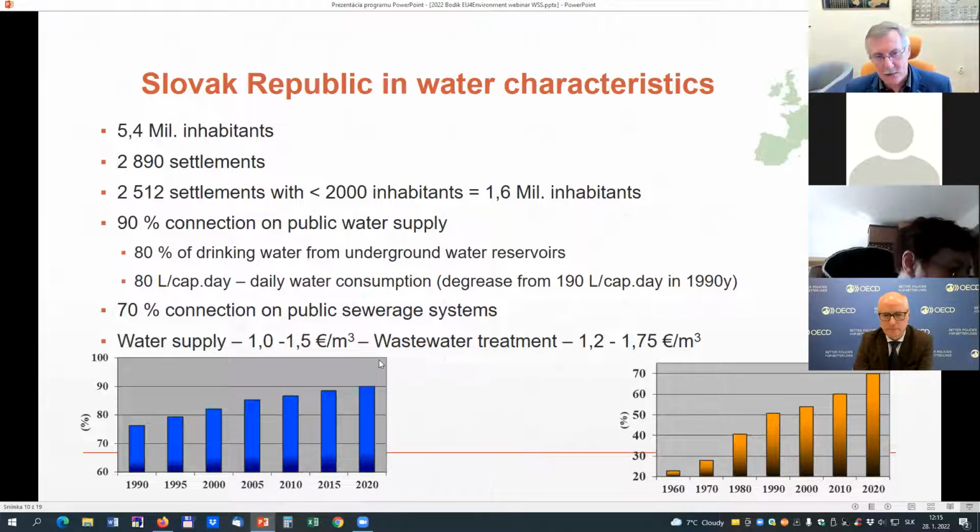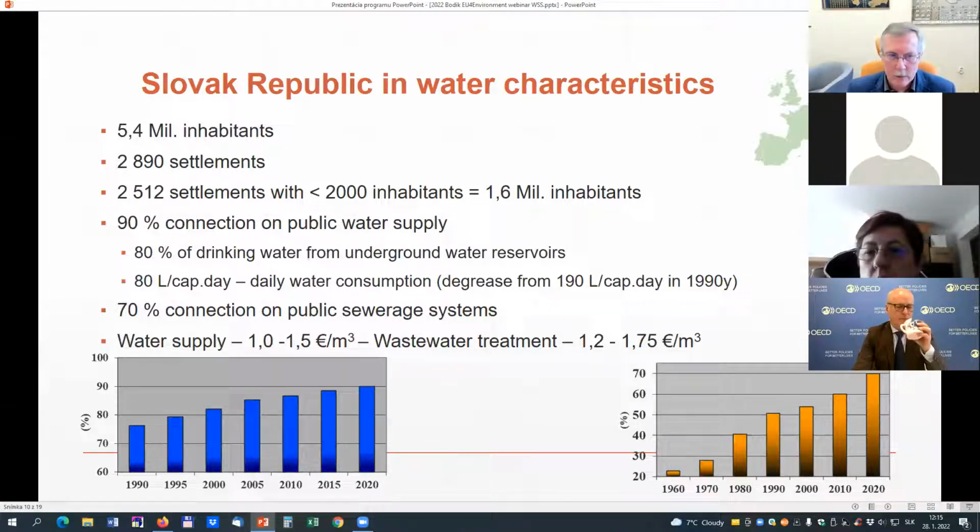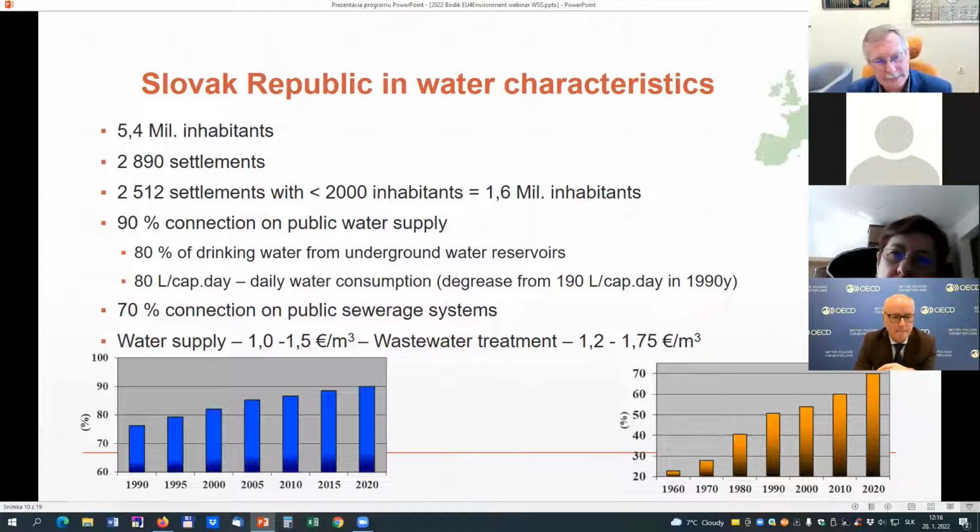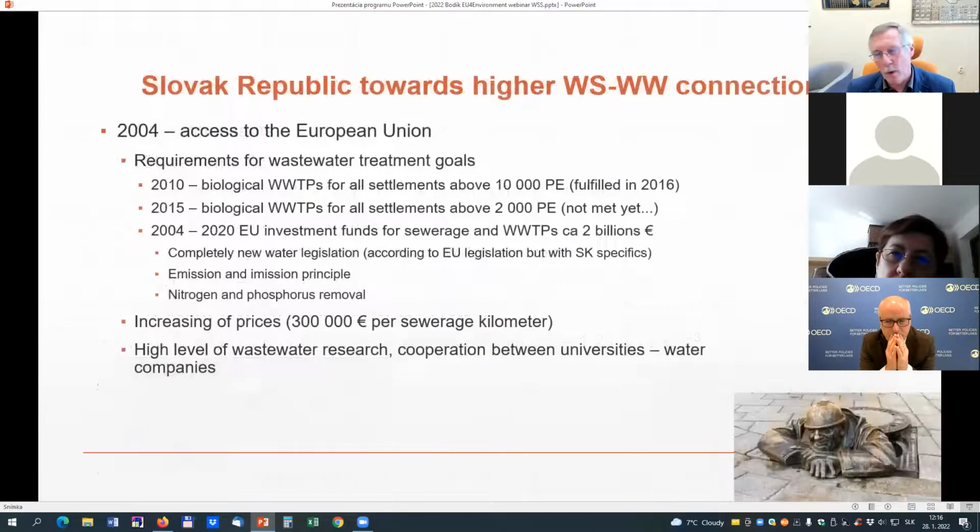The price of water is relatively low, I think, in comparison with other countries. For water supply and wastewater treatment, the tariffs are different. For water supply, we have approximately 1 up to 1.5 euro per cubic meter as the average price for drinking water. And the price for treatment is a little bit higher, 1.2 up to 1.7 euro per cubic meter. It's relatively low, I think, in comparison with Western countries, of course.